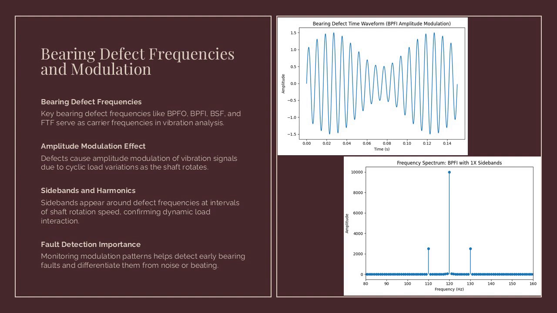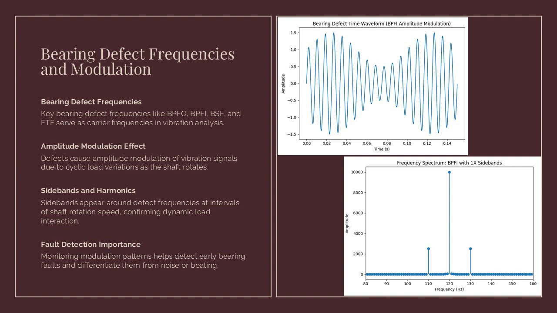Let's see. This pattern shows amplitude modulation caused by a bearing inner race defect. In the time waveform on the left, the rapid oscillations represent the bearing defect impacts occurring at the ball pass frequency of the inner race, or BPFI, while the slow rise and fall of the waveform envelope indicates that the impact severity is changing once per shaft revolution. This happens because the defect moves in and out of the load zone as the shaft rotates, so the load on the defect is not constant.